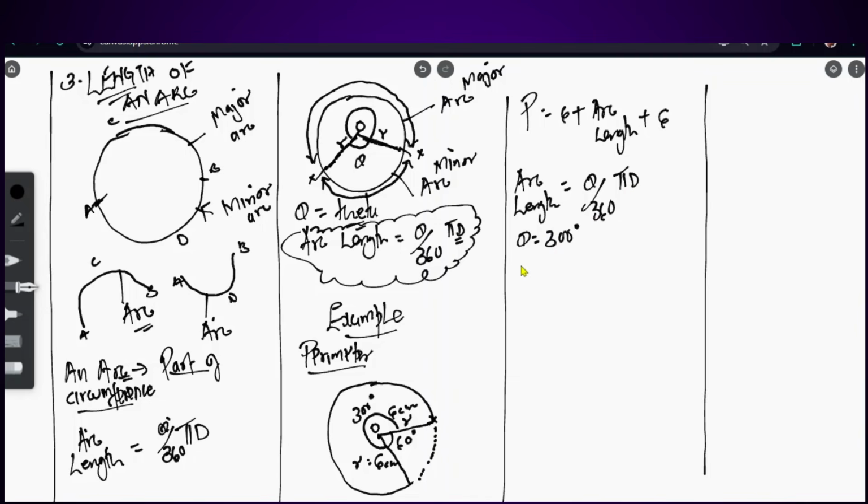Then the diameter is the radius multiplied by 2. So I take my radius, which is 6, then I multiply by 2. What is 6 multiplied by 2? The answer is 12 centimeters. Now I have everything here. From my formula, the arc length is given by the angle, which is 300 over 360. Then I multiply by pi, which is 22 over 7. Then I multiply by the diameter, which is 12.